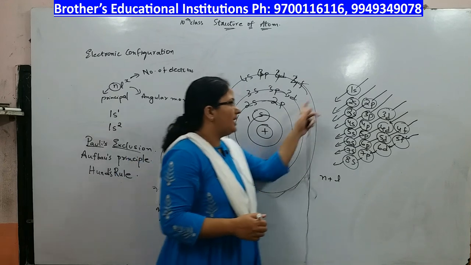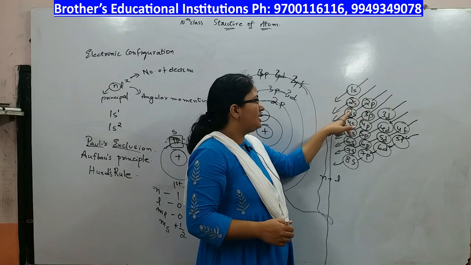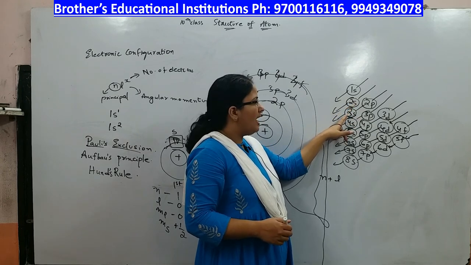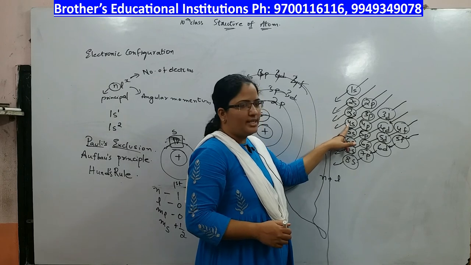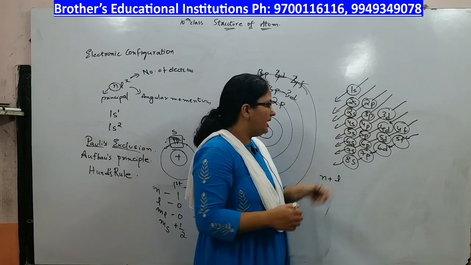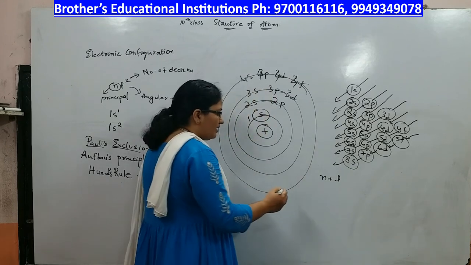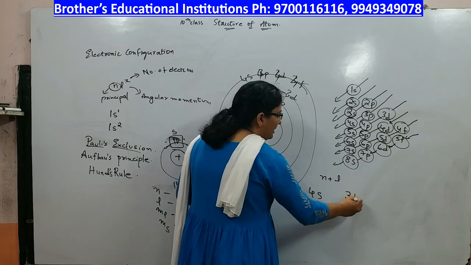First it will go to 1s, next 2s, next 2p, next 3s. After 3s it will go to 3p, after 3p it will go to 4s, because this has a lesser n plus l value compared to 3d. Let us see what the n plus l values are. Let us compare between 4s and 3d.